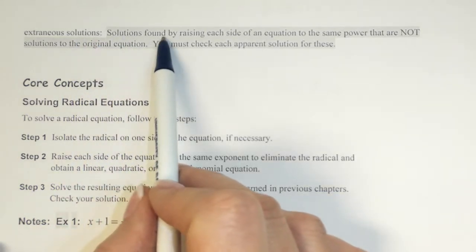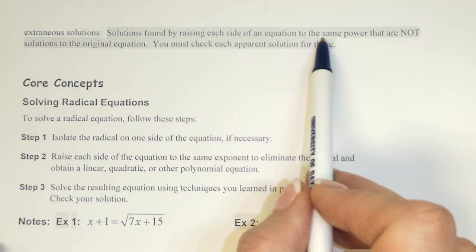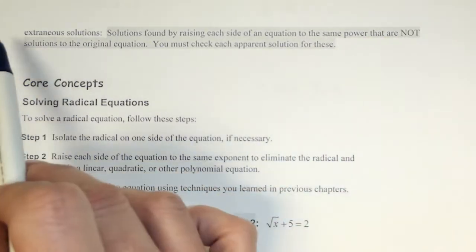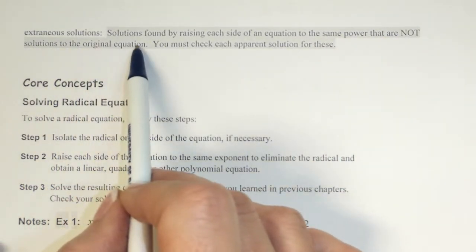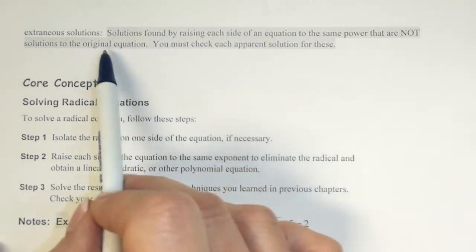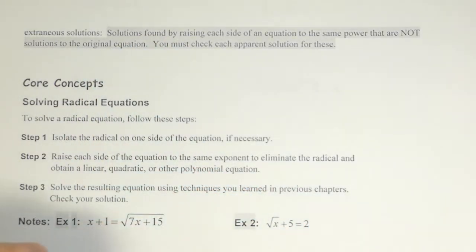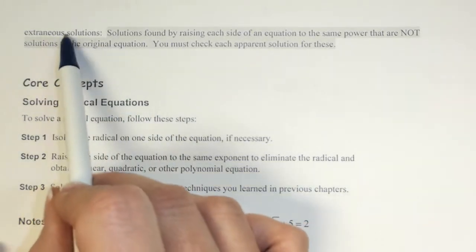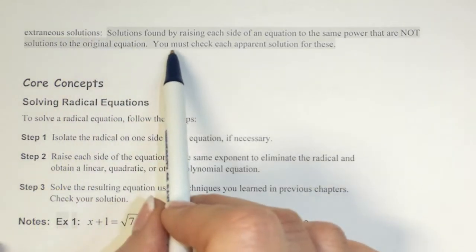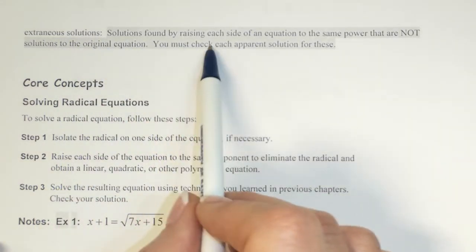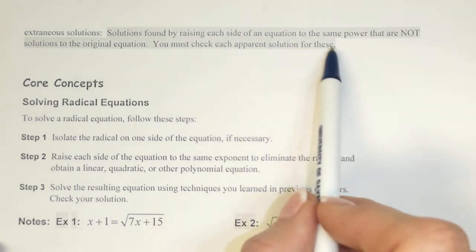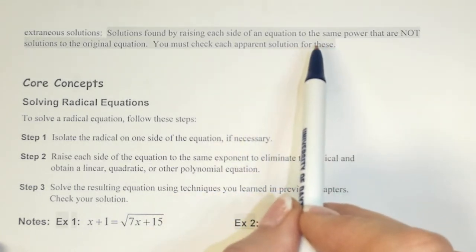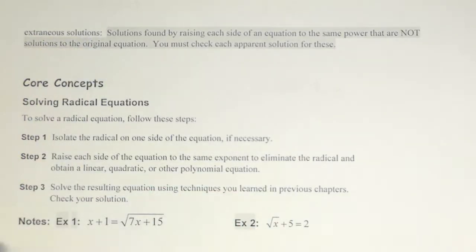These are solutions found by raising each side of an equation to the same power that are not solutions to the original equation. So we get these solutions, like in number 3 in our warm-ups, we subtracted 4, then we squared both sides, but when we plugged it back in, it didn't really work. So therefore, it was an extraneous solution. So when we get solutions, you must check each apparent solution for these, because they do occur quite often that we get this extraneous solution.